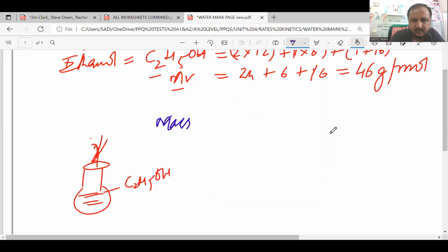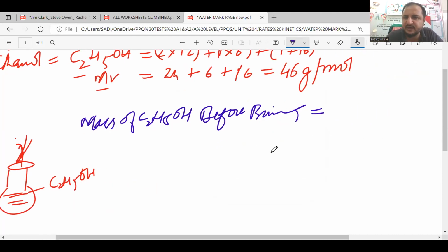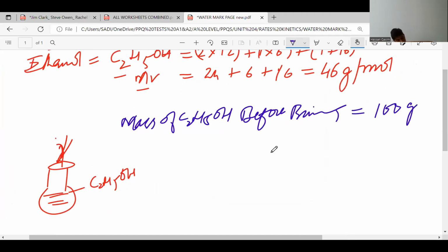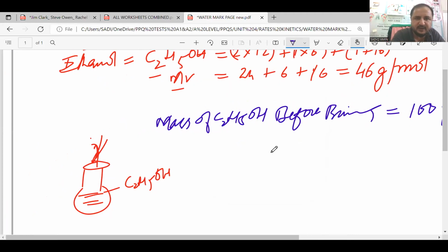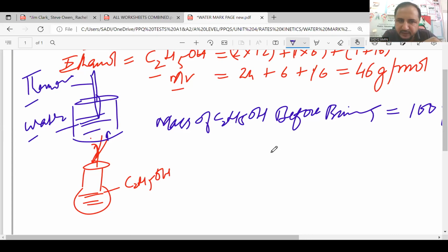Mass of C2H5OH before burning. Okay, how much is that? I'm just supposing that the mass which is given in the question is, let's suppose, 100 grams. You will burn ethanol, and when you burn ethanol, you will keep some water in the beaker. The heat will be taken by the water, and you will measure with the help of a thermometer. This is the thermometer. Okay, you will see the temperature change also.